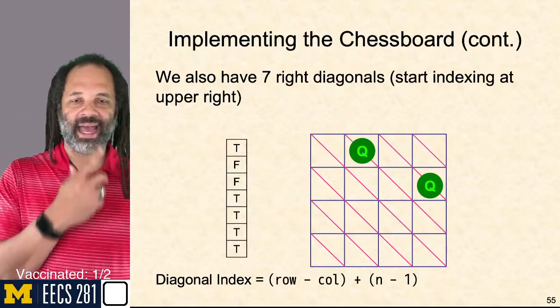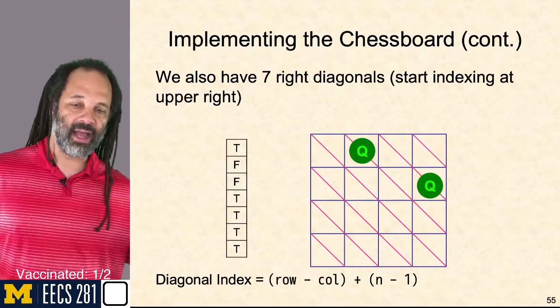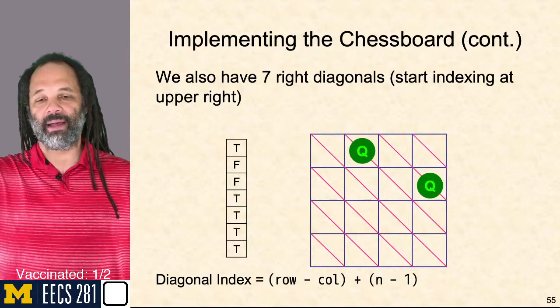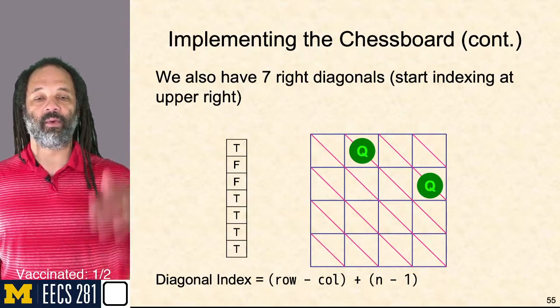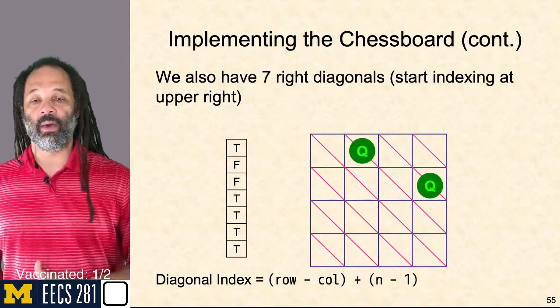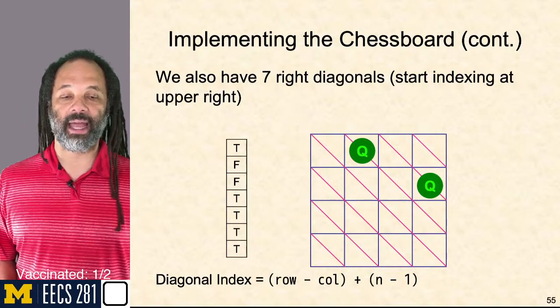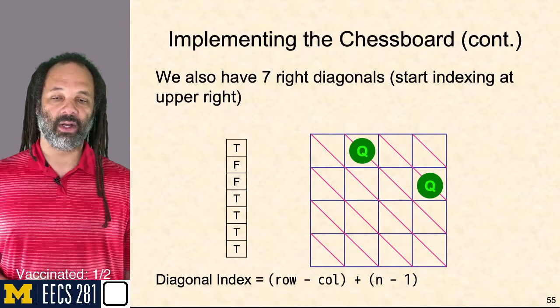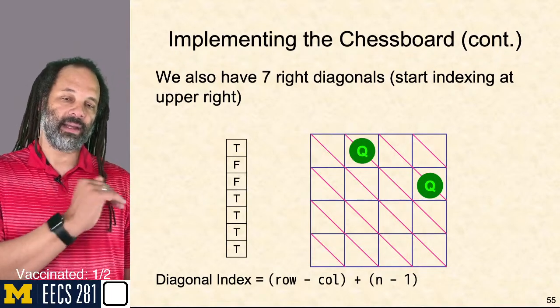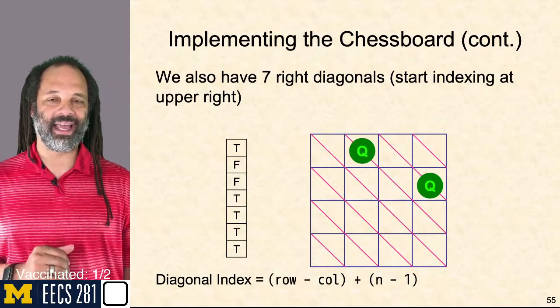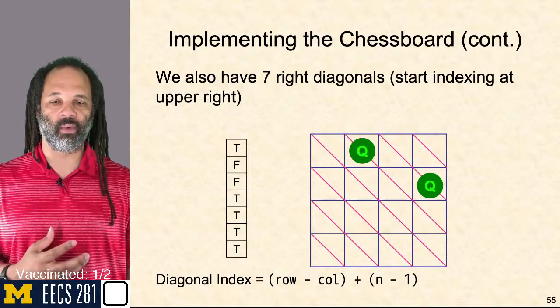The right diagonals work similarly. They start at down right and move to up left, and we're going to start indexing at the upper right. We work our way down, and you can see here that those same queens now end up in slightly different right diagonals. The right diagonal has the queen on it in this position, and the way that I calculate the diagonal index is a little bit different when I'm calculating the right diagonals.